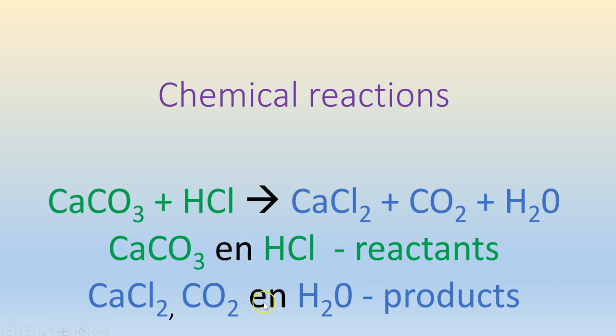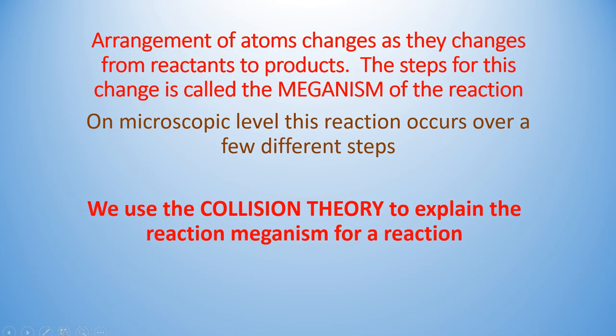Oh, I see I made a slight translation error. Sorry, that N should have been "and" in English. So calcium carbonate and hydrochloric acid are going to be our reactants, whereas calcium chloride, on this side, and carbon dioxide and water are going to be our products.